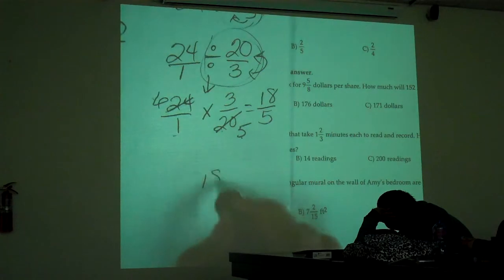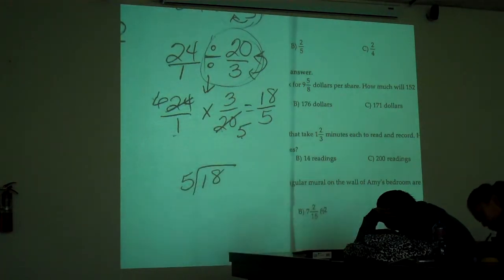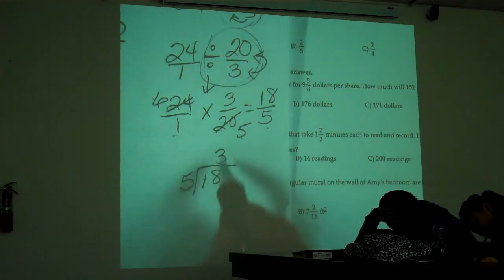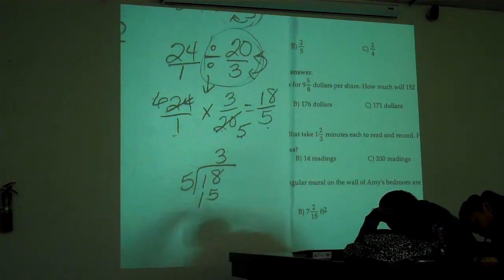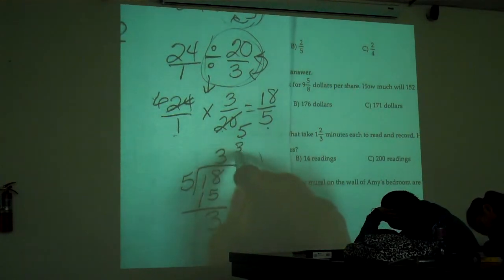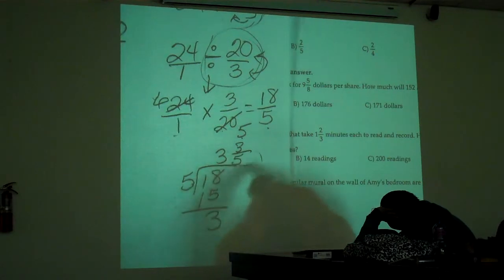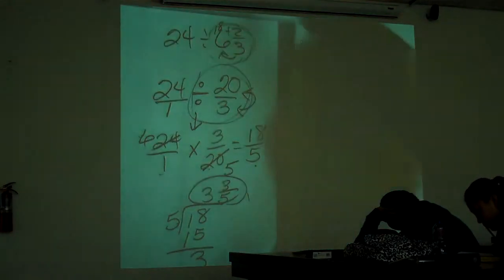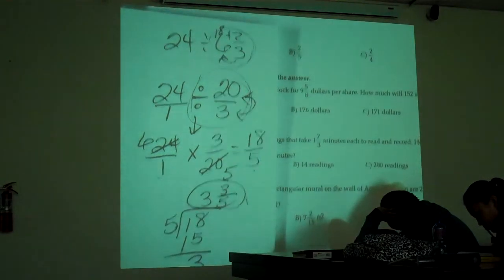We need to change that into the mixed number. 18 divided by 5, 3. 3 times 5, 15. Subtract, 3 left over. What do we do with 3? Put it on top. And the 5 stays on bottom. 3 3/5, which is B.